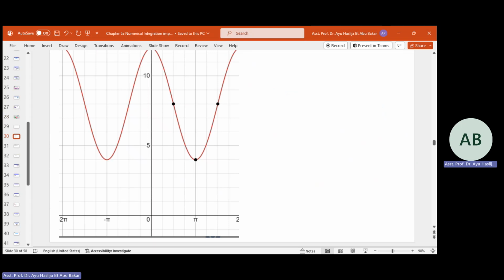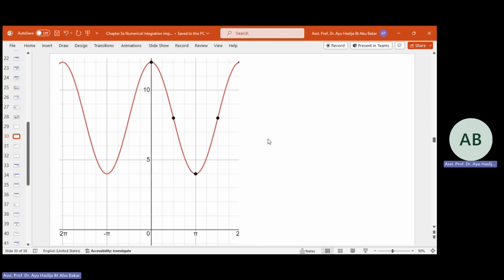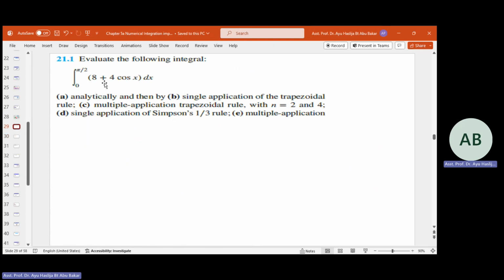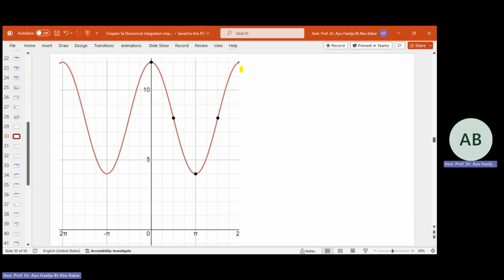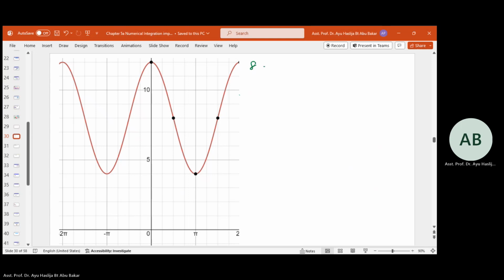Okay, now I move to explain the difference between having one segment and four segments. This is the curve for the function 8 plus 4 cos x. This is the exact curve. So just now the range is between 0 to pi over 2. So pi over 2 is here.